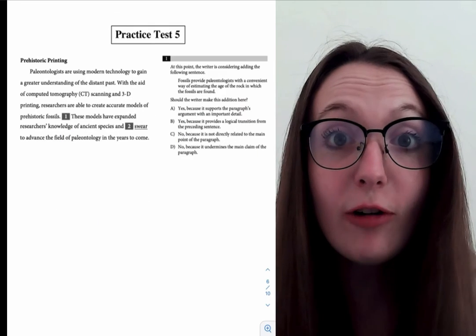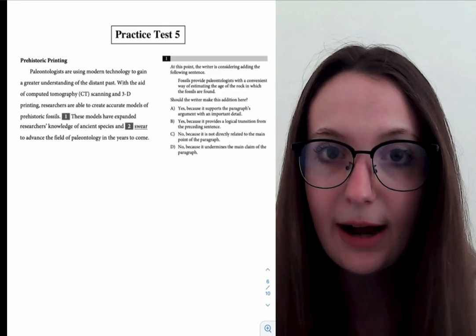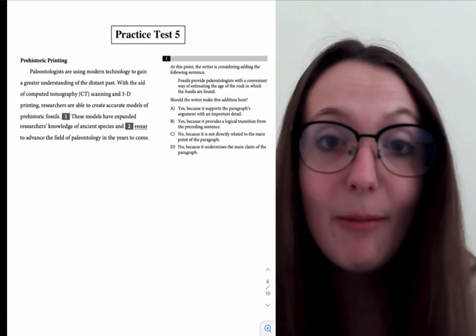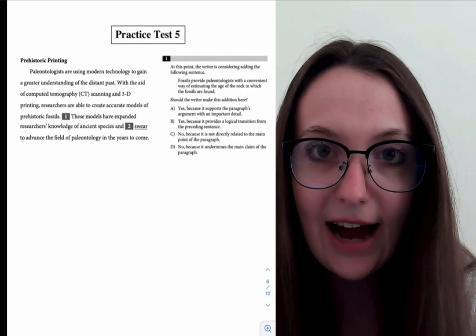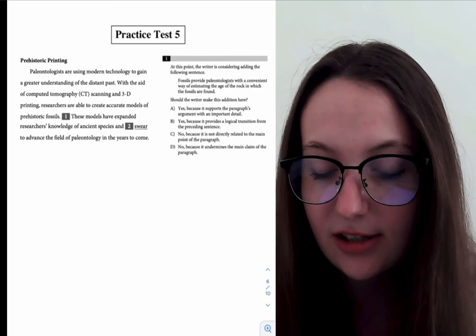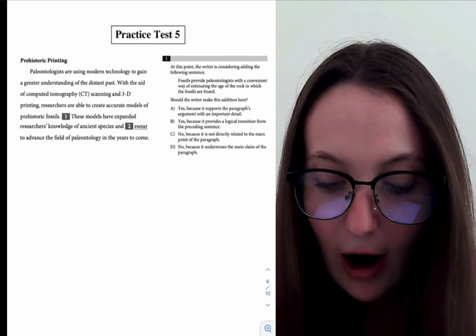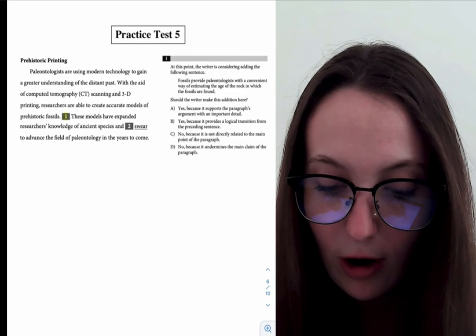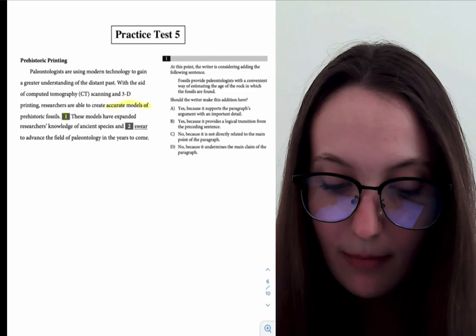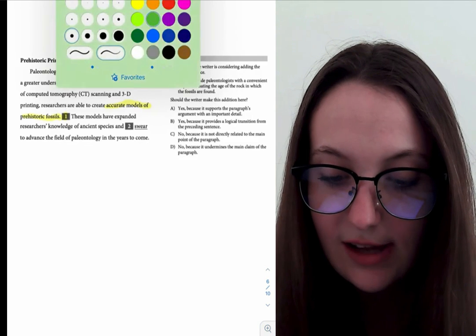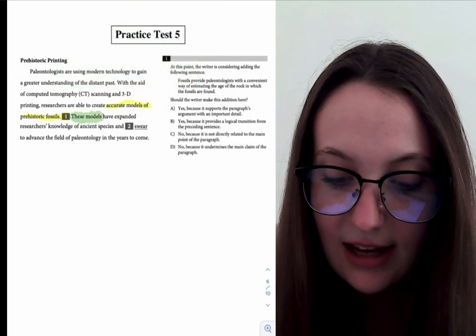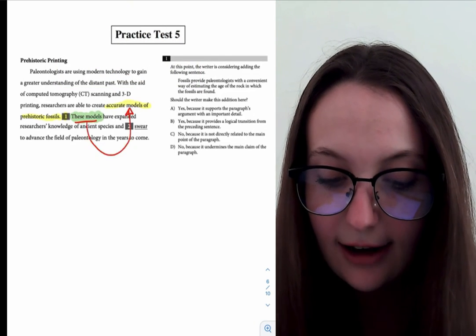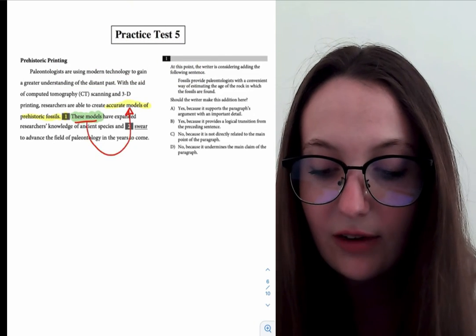All right, so now we're actually going to look at another example, also from practice test 5, completely ironically. And in this case, we're actually not going to add in the sentence that they're prompting us to consider adding in. So let me show you why in this case it wouldn't make sense. If you look right before where we see the one, it says create accurate models of prehistoric fossils, and then in the next sentence it says these models. So these models refers back to the accurate models that they had mentioned in the previous sentence.